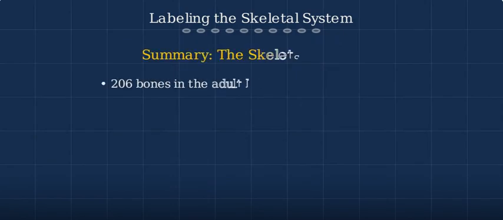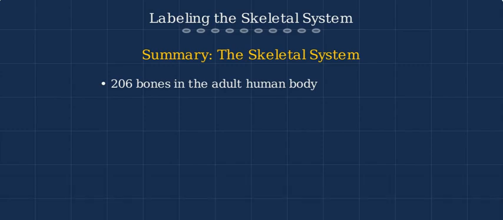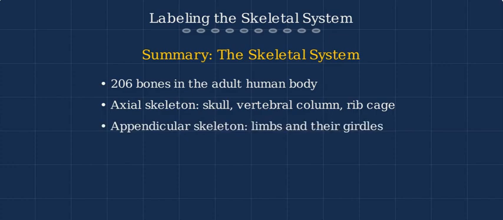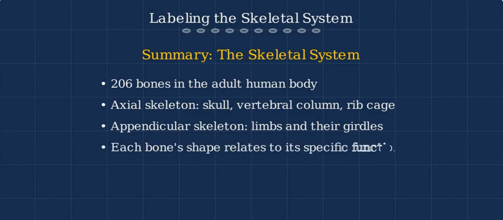To summarize, the skeletal system consists of 206 bones in the adult human body. The axial skeleton includes the skull, vertebral column, and rib cage, which protect our vital organs. The appendicular skeleton includes our limbs and their connections to the axial skeleton. The specific shape and structure of each bone is directly related to its function in the body.